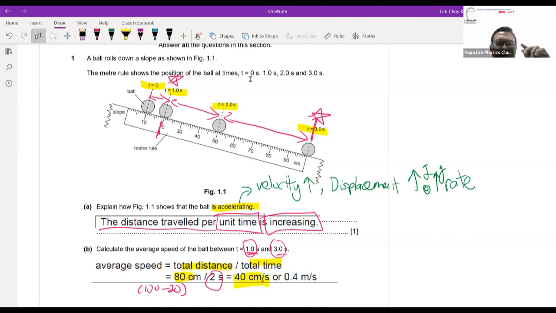So just take note of the small subtle booby trap that we're looking at. It's time 1 second to 3 seconds, not time 0. So just take note where the starting point is.